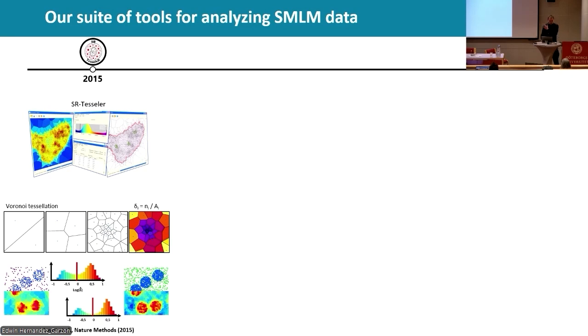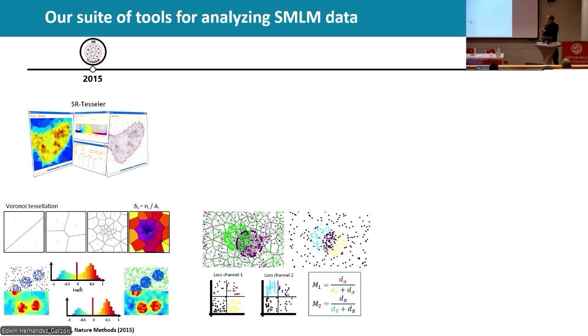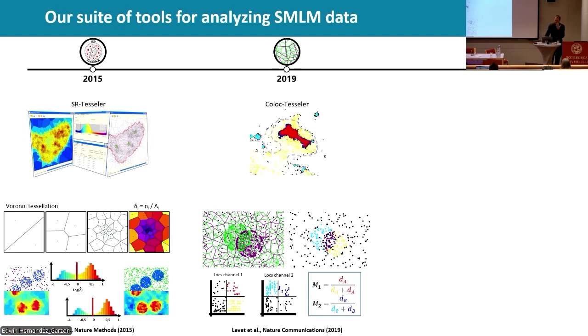And we released a first software in order to do that in 2015. Then we spent a few years doing colocalization analysis, again with the Voronoi diagram. So we just adapted the Pearson coefficient and the Manders coefficient to single molecule localization microscopy. And we use the Voronoi diagram as a proxy for the pixels that you have when you are using this for images. We released a second software for that.